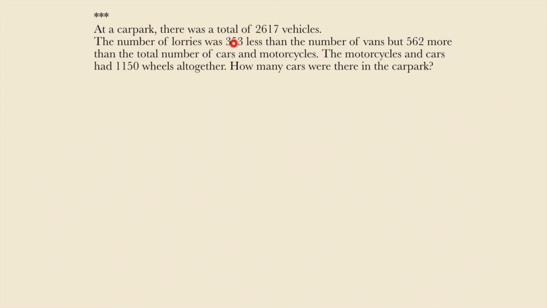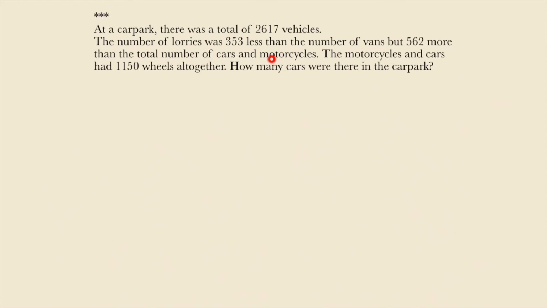At the car park, there was a total of this number of vehicles. The number of lorries was 353 less than the number of vans, but the number of lorries was 562 more than the total number of cars and motorcycles. Can you see why this is a level 3 question?